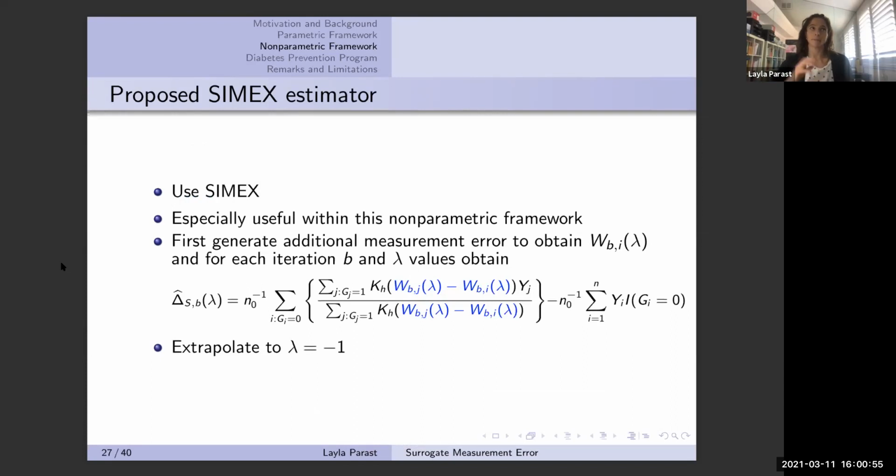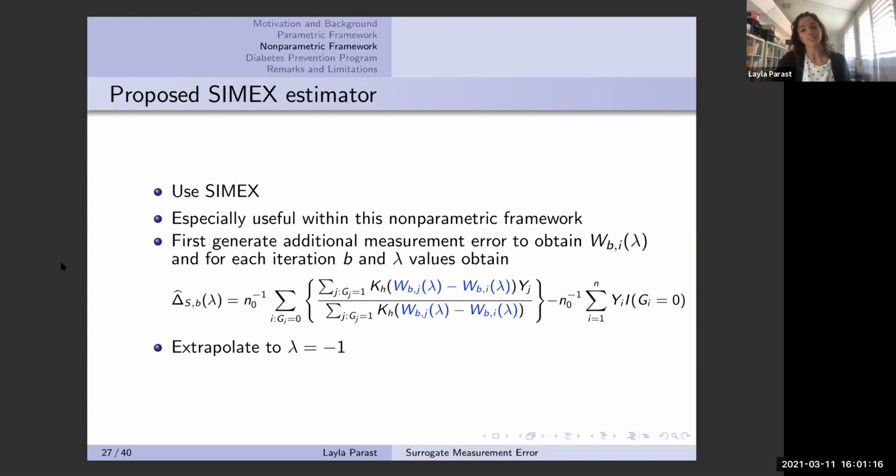For the parametric part, you may have been wondering why I even need the SIMEX estimator if I have the disattenuated estimator. And you'd be right. You don't really need it because you have a nice closed form disattenuated estimator. But in the non-parametric setup, we don't have that. So this is exactly where something like SIMEX is useful.